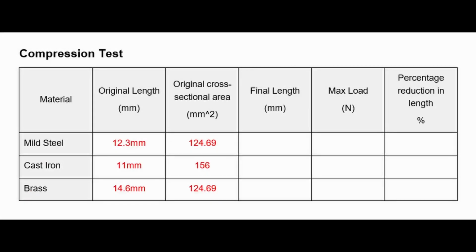The table shown has been partially completed with the measurement information. Now that we have measured and calculated the original cross-sectional area of each sample, as well as the original height, we are ready to carry out the compression test for each sample.